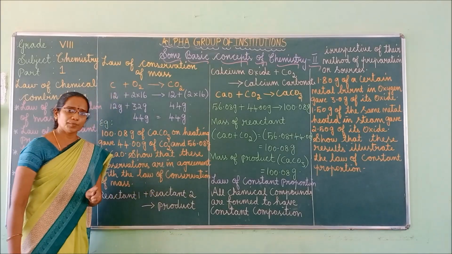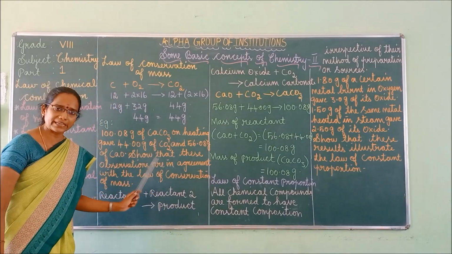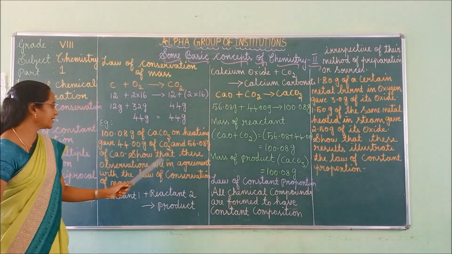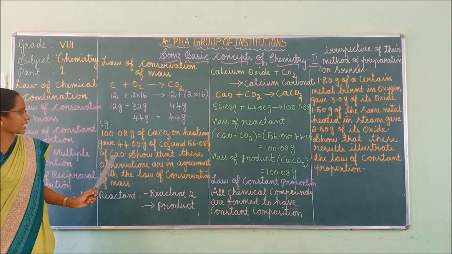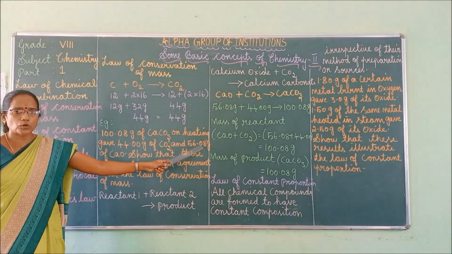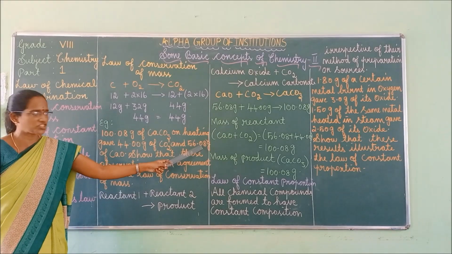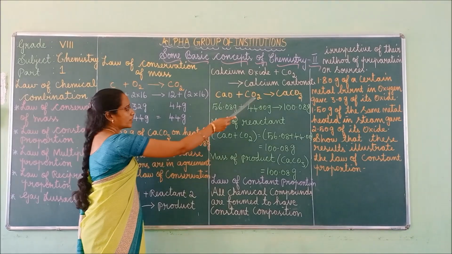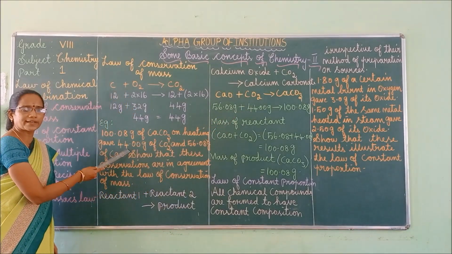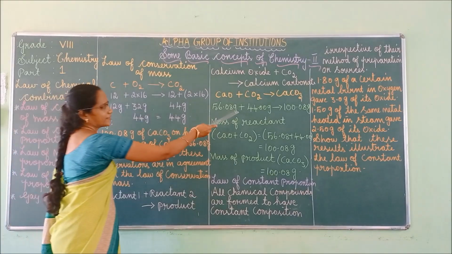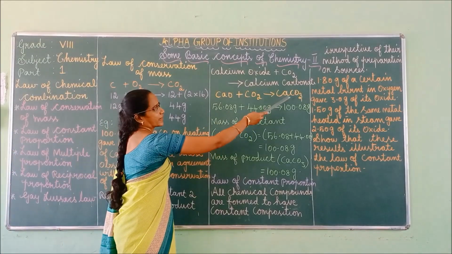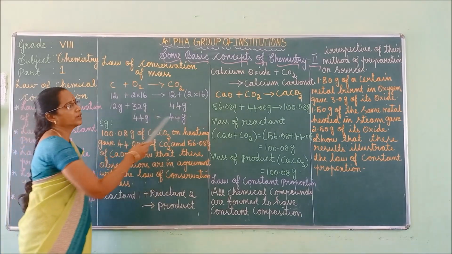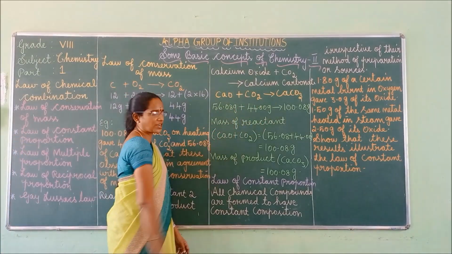So now we have to mention the values. The values are already given in the question itself. What is the value given for calcium oxide? 56.08 gram. So put the value here, 56.08. What is the value given for carbon dioxide? 44 gram. Plus 44 gram gives calcium carbonate. What is the value they have given? 100.08 gram. So that also you have to mention, right?